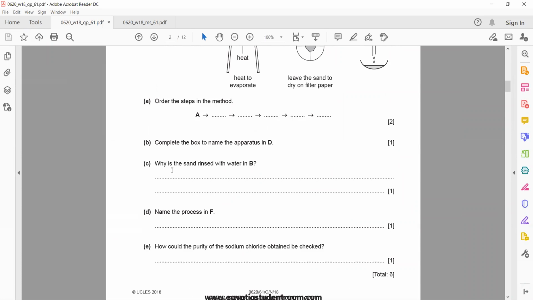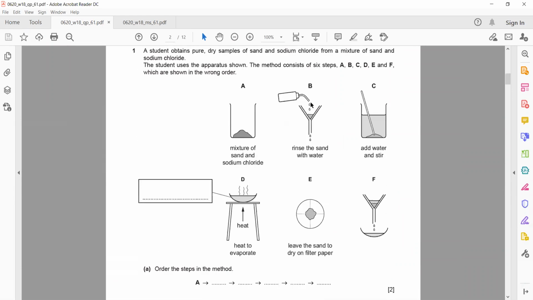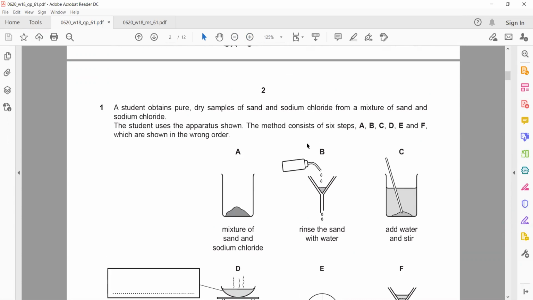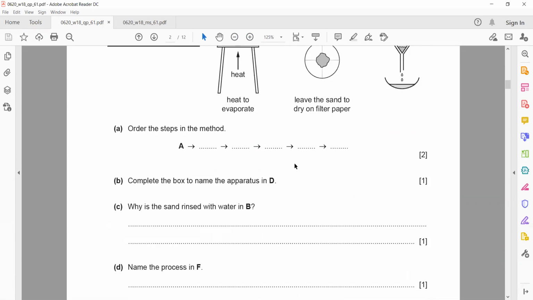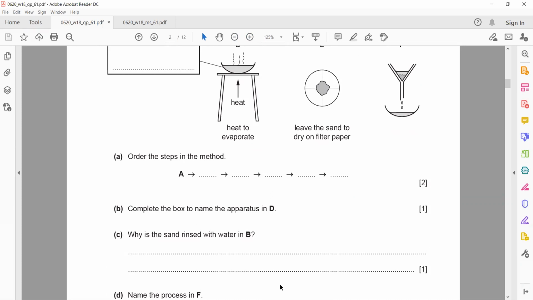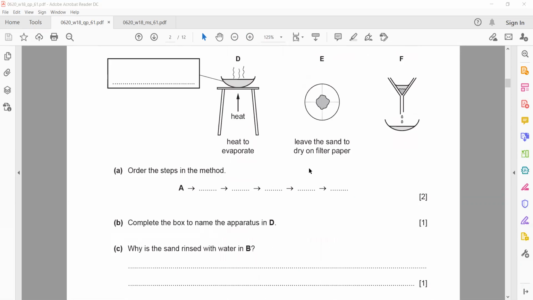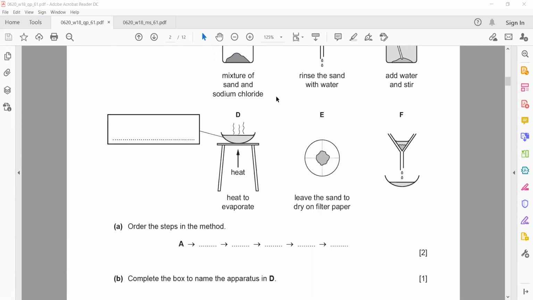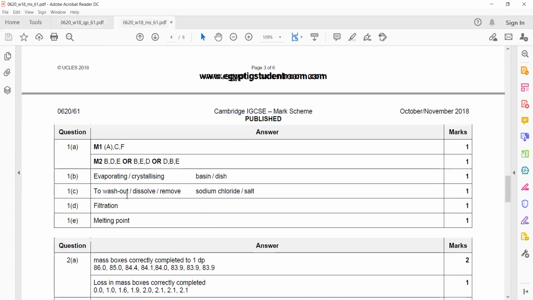Name the process. Why is the sand rinsed with water in step B? What is the reason why we rinse the sand with water? To make large clumps? No, because the sand may have some salt on it, so it will remove the dissolved salt. So to wash out, to dissolve or remove the salt.